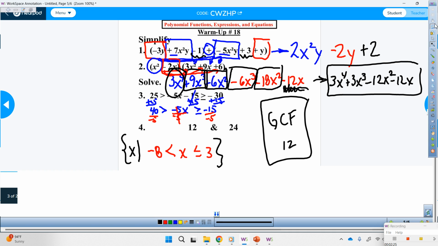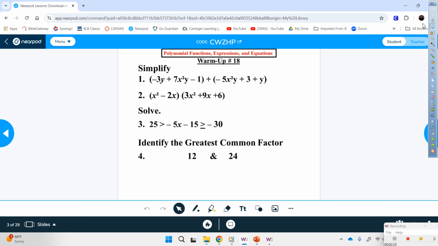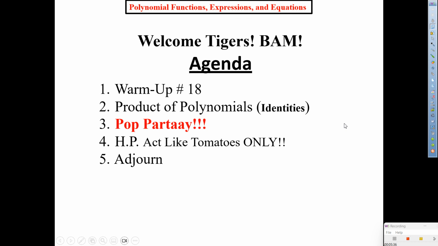Copy the agenda. Oh, send that in, please. Send that in on Nearpod. And let me get my PowerPoint in front of me. All right, the rest of us, copy the agenda. Warm-up number 18, product of polynomials.